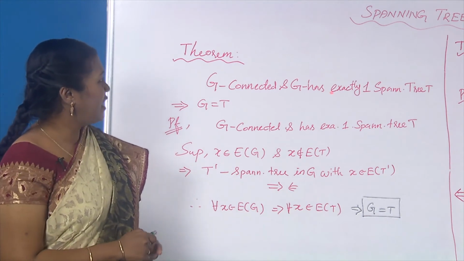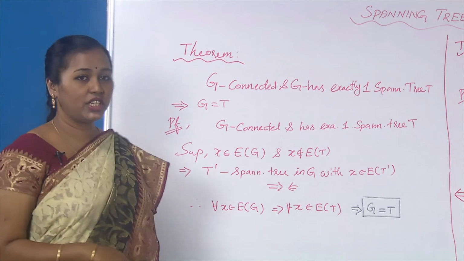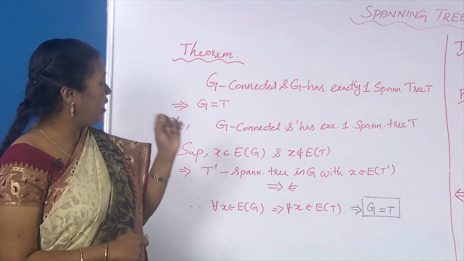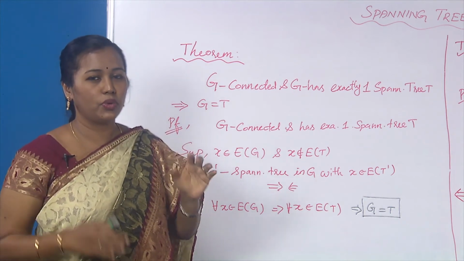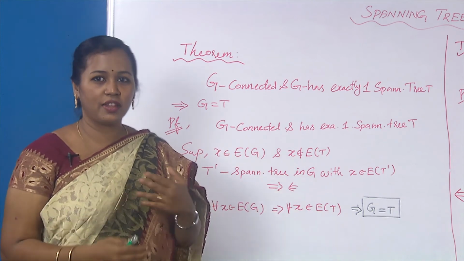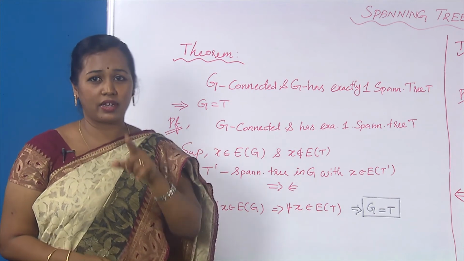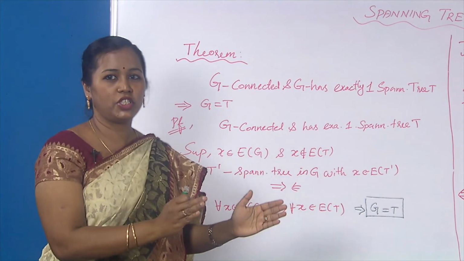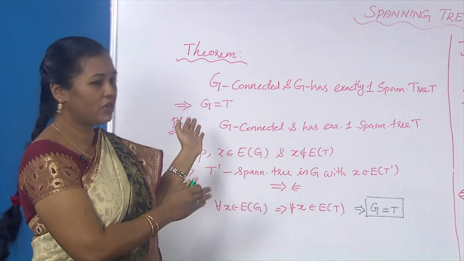G is connected and G has exactly one spanning tree T implies that G is equal to T. So, what we need to prove here is that if G is a connected graph and G has just one spanning tree. You know that in the examples that we saw before, it is possible to construct different spanning trees for any graph. But suppose you have a graph in which there is only one spanning tree, then obviously the graph G and the tree T are the same. That is the statement of this theorem.